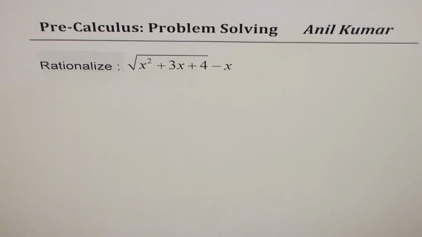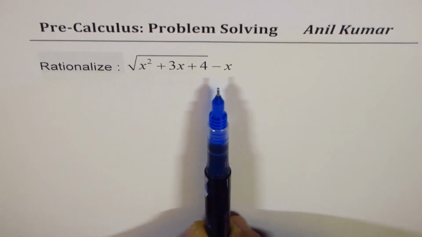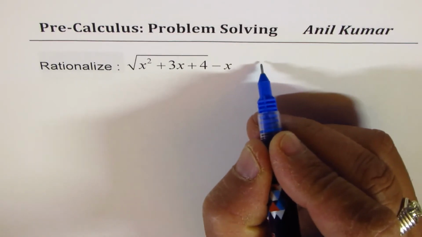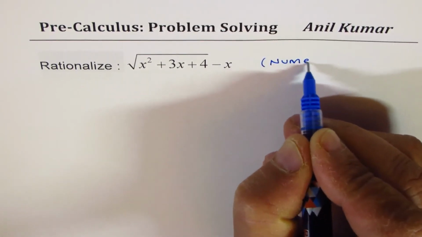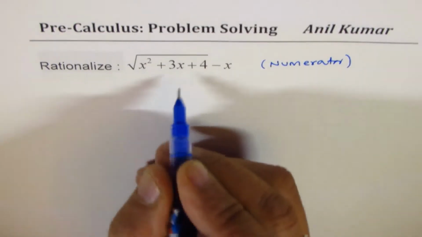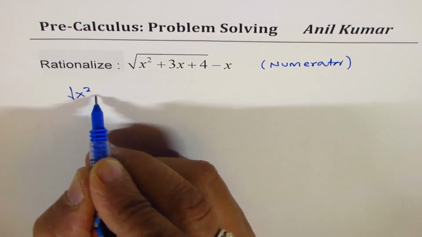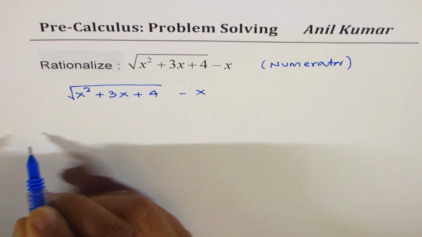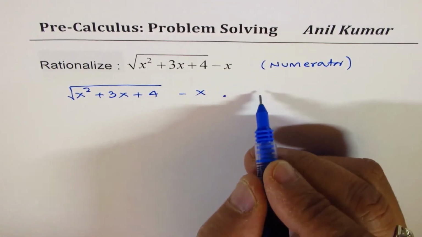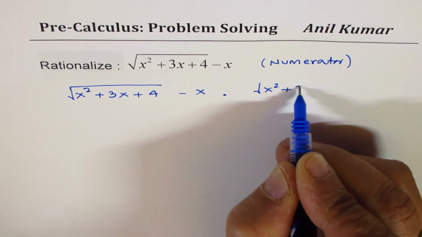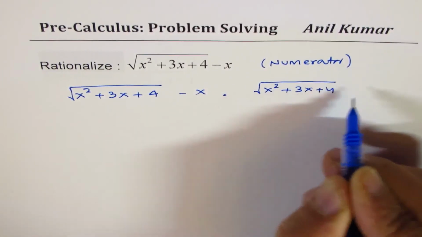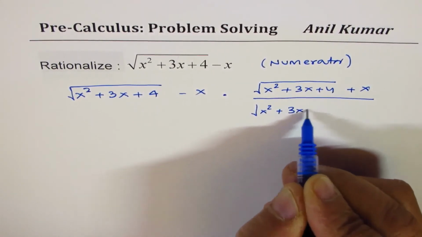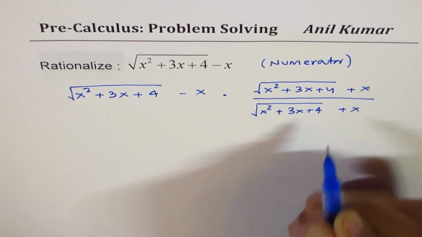Now here is another interesting example. At times we may not have anything in the denominator, and even then the question could be to rationalize this. That means we need to rationalize the numerator. Right, there's only one term here. So what we are going to do here is we have square root of x squared plus 3x plus 4 minus x. To rationalize, we'll multiply and divide by its conjugate. So it is square root of x squared plus 3x plus 4 plus x, divided by square root of x squared plus 3x plus 4 plus x, correct?